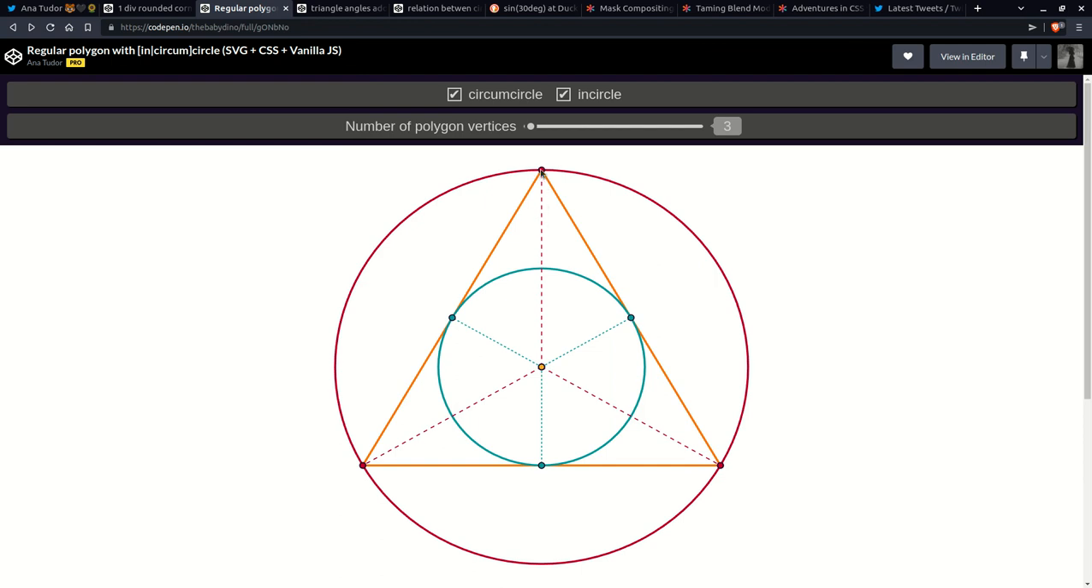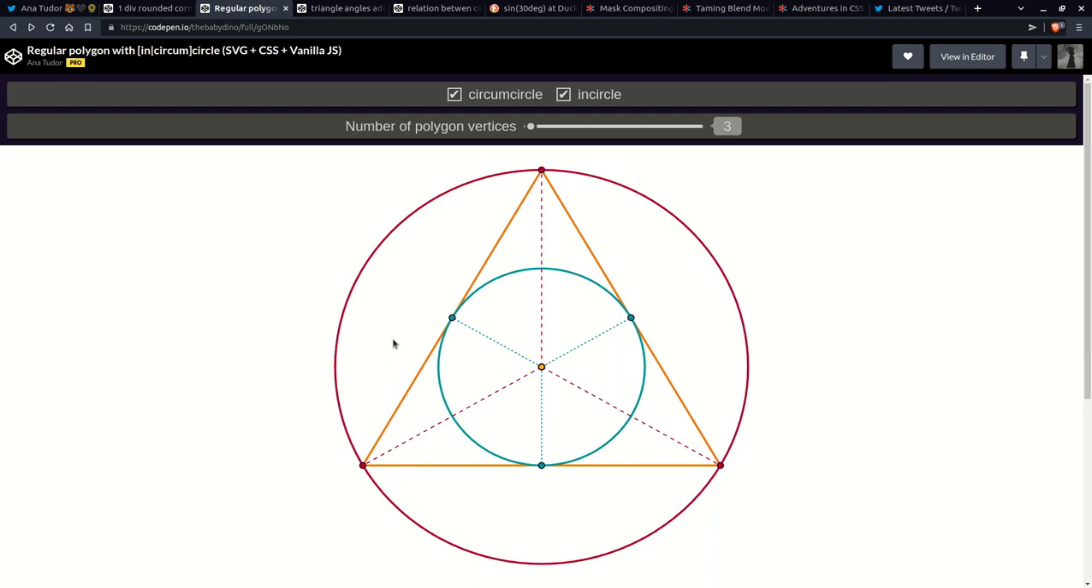Okay, we're going to draw perpendiculars from each of the vertices onto the opposing edges, and these perpendiculars are going to split the opposing edges into 2 equal halves, because this is what happens for equilateral triangles with all edges equal and all vertex angles equal. So these perpendiculars are also going to split the vertex angles into 2 equal halves.